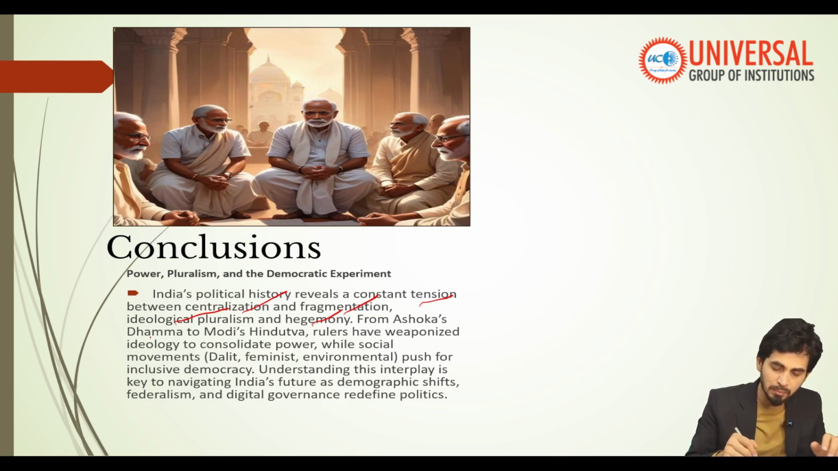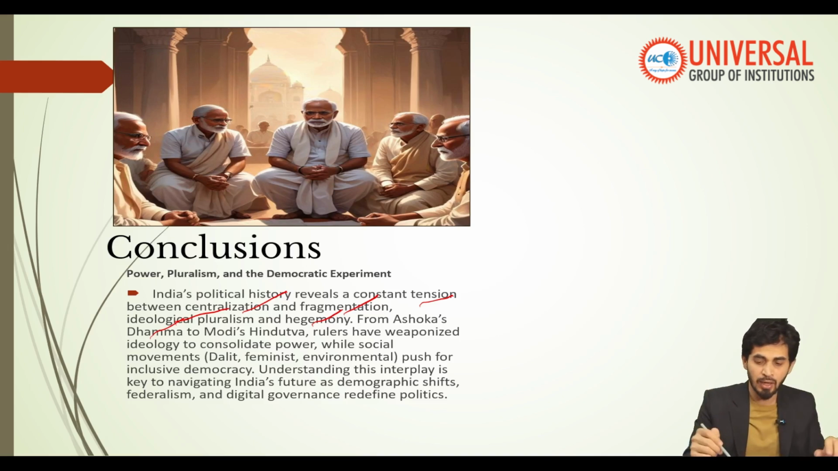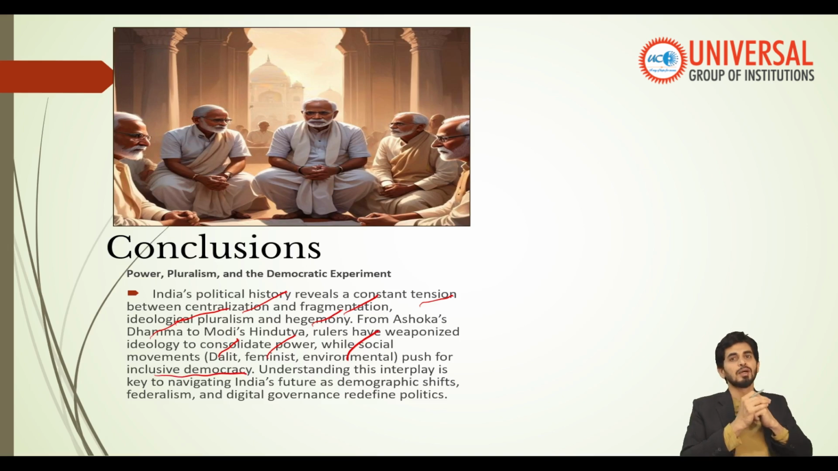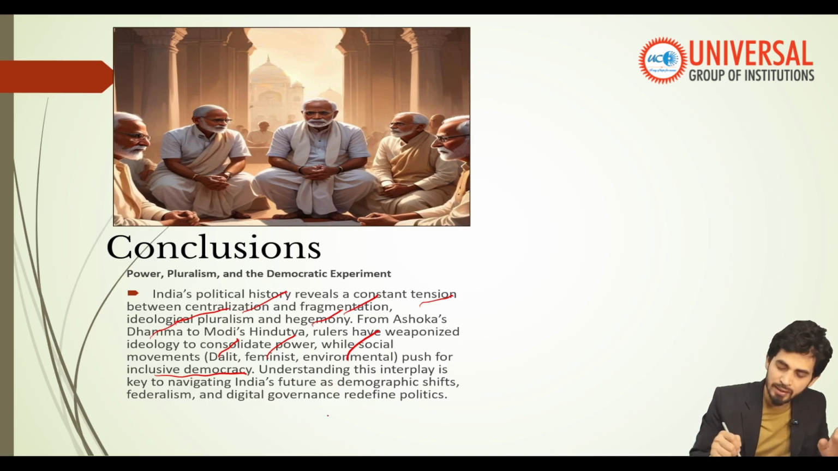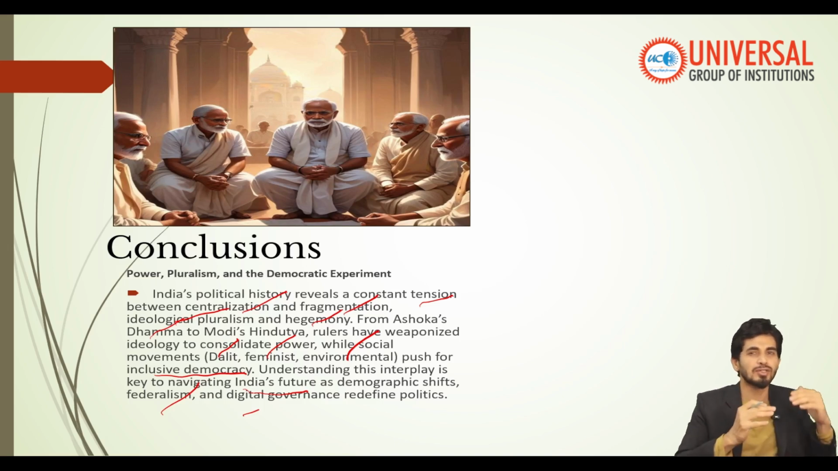And from Ashoka's Dhamma to Modi's Hindutva, rulers have weaponized ideology to consolidate power. This is the reality. While social movements such as Dalit movements, feminist movements and environmental movements push for inclusive democracy. This is what is the political structure of today. Understanding this interplay is key to navigating India's future as demographic shifts, federalism and digital governance redefine politics. And this is about the historical phases in India's political structure.